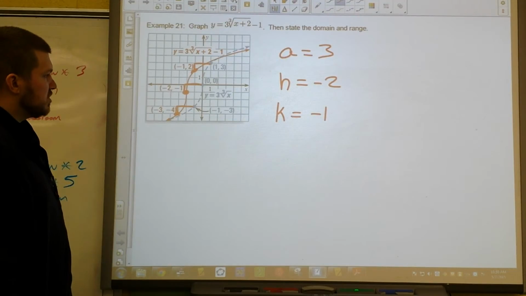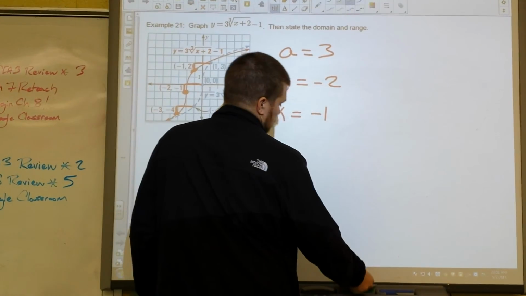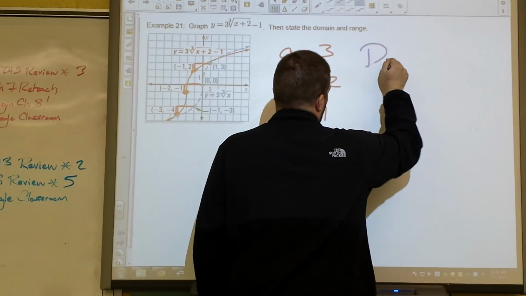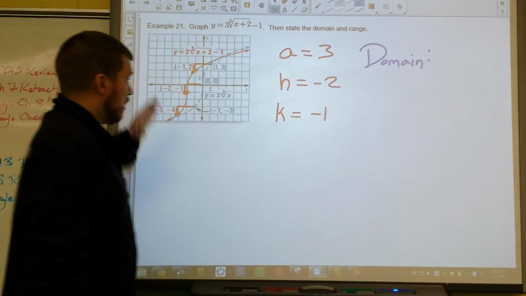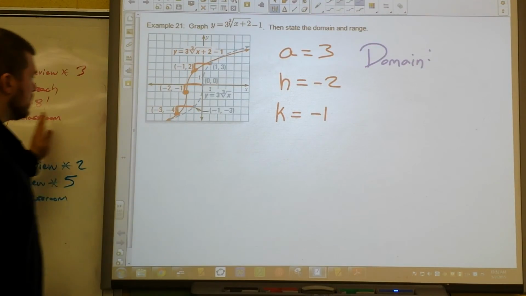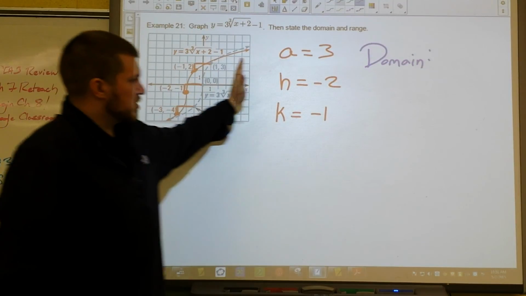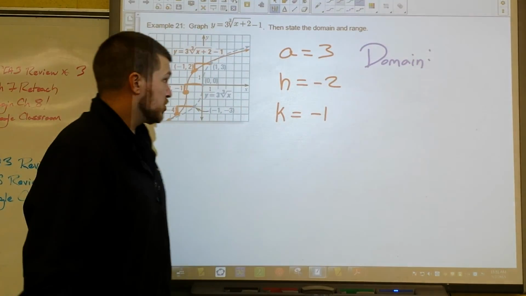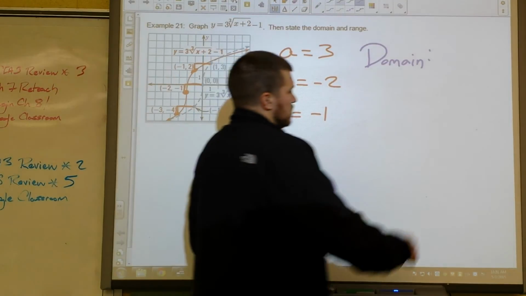Now we want to talk about the domain and range. First off, let's look at the domain. Again, we typically think of the domain as our x values, so all I'm looking at is right and left. The graph is going all the way to the left as far as it wants to go. There's no restrictions as we go left. And the graph goes all the way to the right as far as it wants to. There's no restrictions to the right. So the domain is going to be all real numbers.